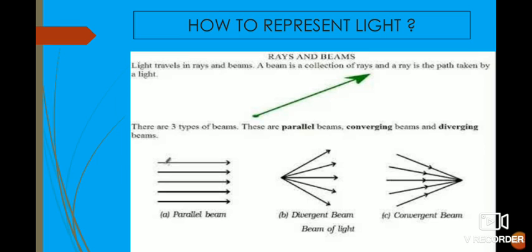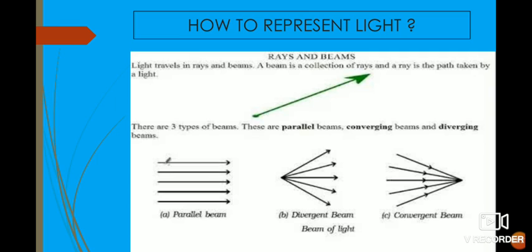Now, we already saw that light travels through space. We need something to represent this light, to show the movement of light, since we cannot actually see the light, isn't it? So we use representations such as rays and beams. In the above picture, that green arrow represents a ray of light. It starts with a point which tells us the starting point of the light, and the arrow indicates the direction of the light.